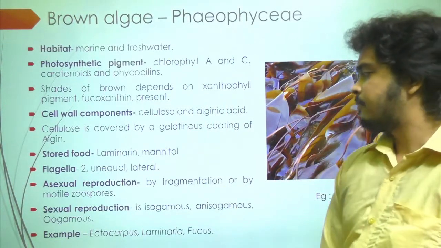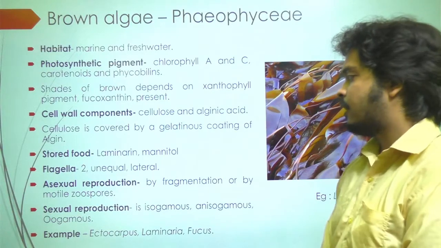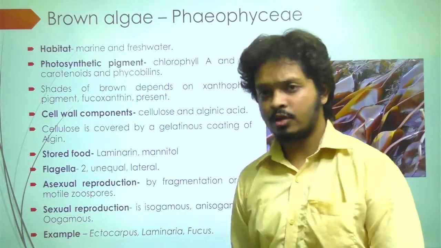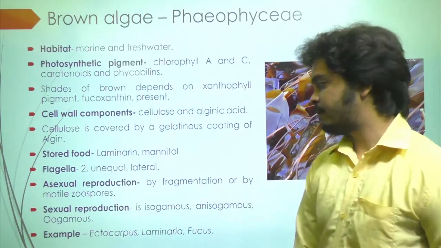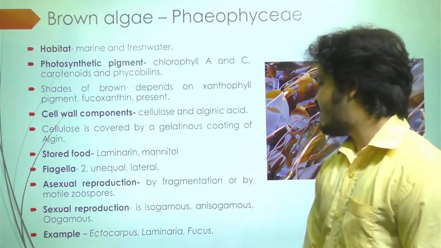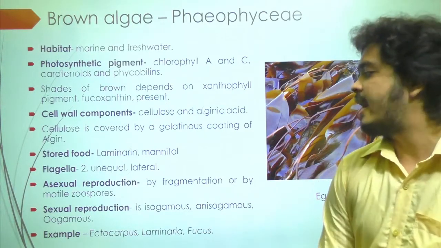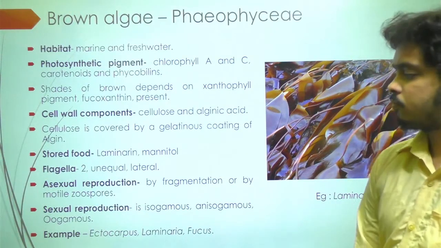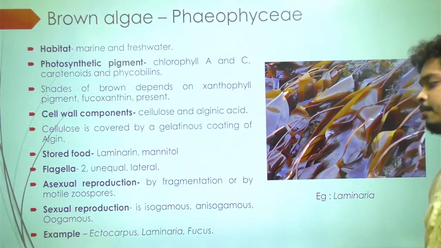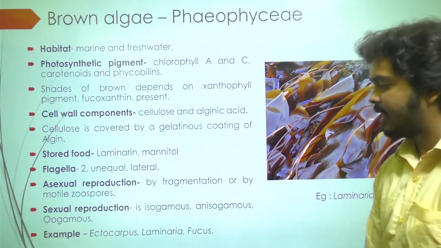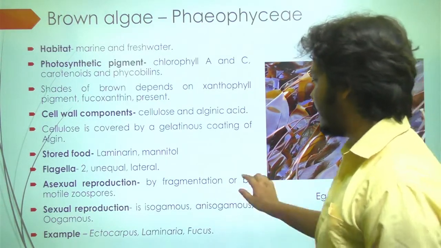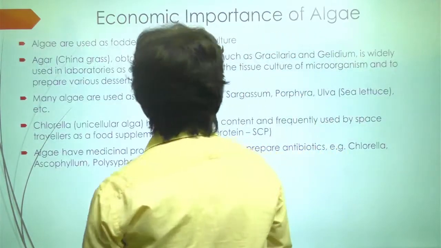So flagella, it sometimes do have flagella. It has two flagella in most cases, unequal, lateral. Types of reproduction, asexual reproduction, by fragmentation or by motile zoospores. Now, sexual reproduction is isogamous, anisogamous and oogamous. So what are the examples? Ectocarpus, laminaria and fucus.